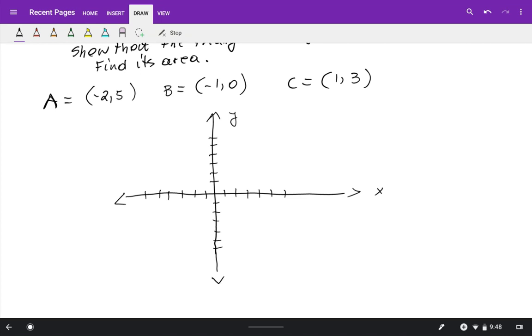So A is negative 2 comma 5. Negative 2 comma 5, 1, 2, 3, 4, 5. So here we have A. B is negative 1 comma 0. So this is negative 1 comma 0. So this is point B. And C is 1 comma 3.